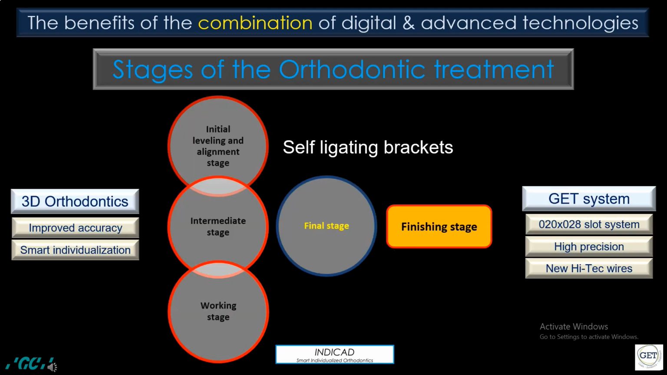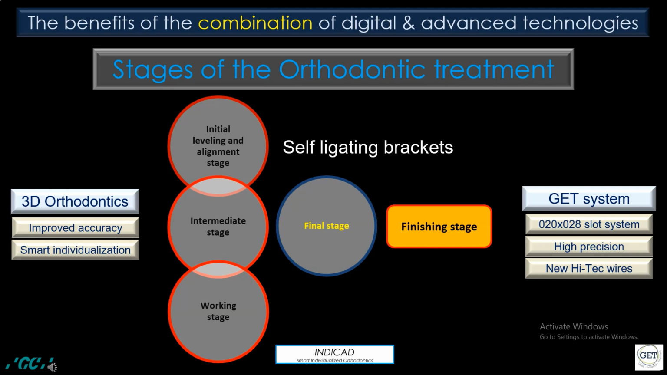In addition to the fact that self-ligating bracket systems present much less friction and higher play, which are the basic characteristics of self-ligating brackets and provide us the realization of those initial three steps together, and together with the use of the GET system, a bidimensional system, 020 by 028 slot, as a self-ligating system offers improved biomechanic behavior, which facilitates even more the treatment results.